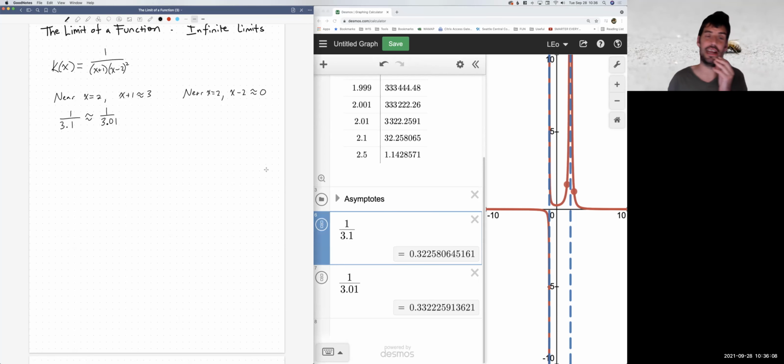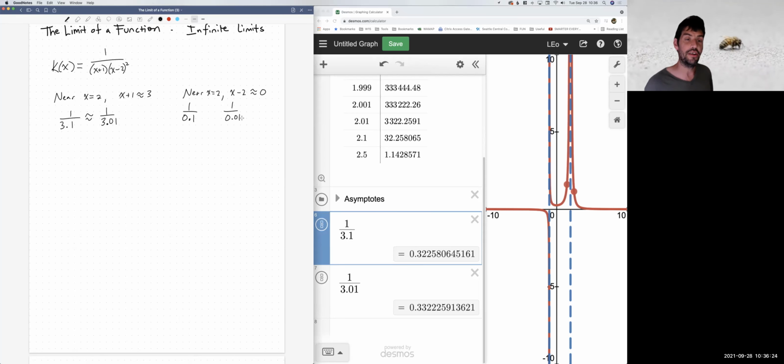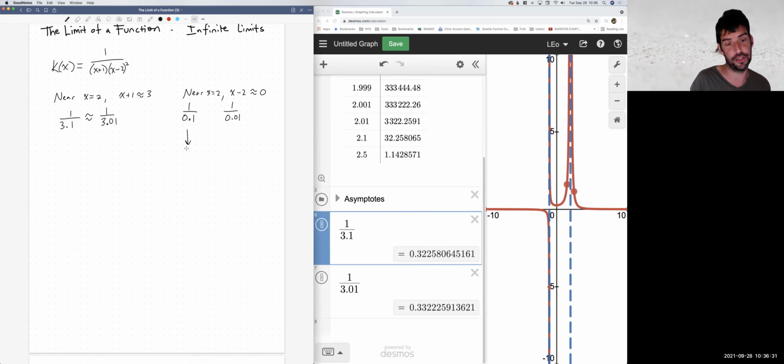But something very different happens near x equals 2. If we have a factor of something near 0 in the denominator, let's use the same change. Are these very similar, right? Look at how close these two numbers are, but these ones near 0 are not very similar. Let's just write this a little differently. This is 1/0.1, which is equal to 10. This one's 1/0.01, which is equal to 100.